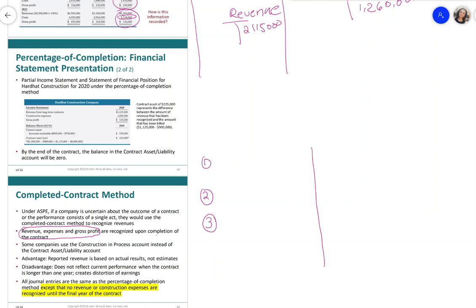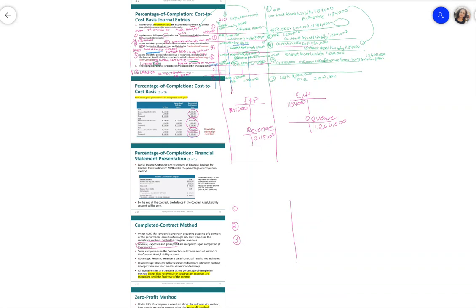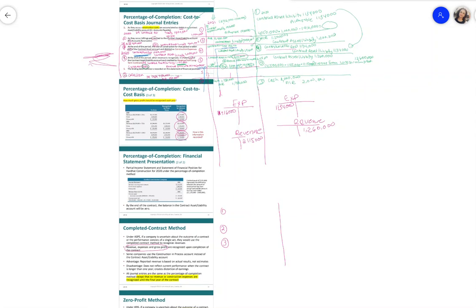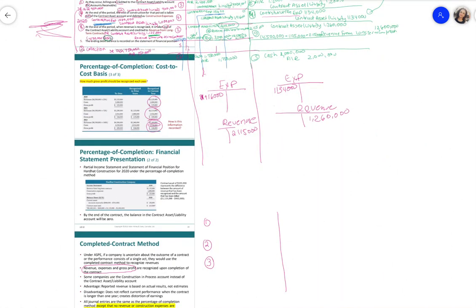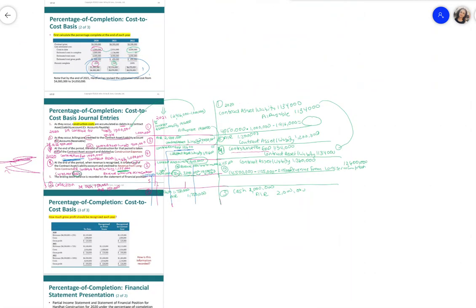So if it was the same question and you're using the completed contract method, how does it change? The only thing that changes is you are not going to have a revenue entry, and you're not going to have an expense entry. These two entries are not going to be there. All the other entries are exactly the same. So what I'm going to do is take you here and show you what the entries are going to be.